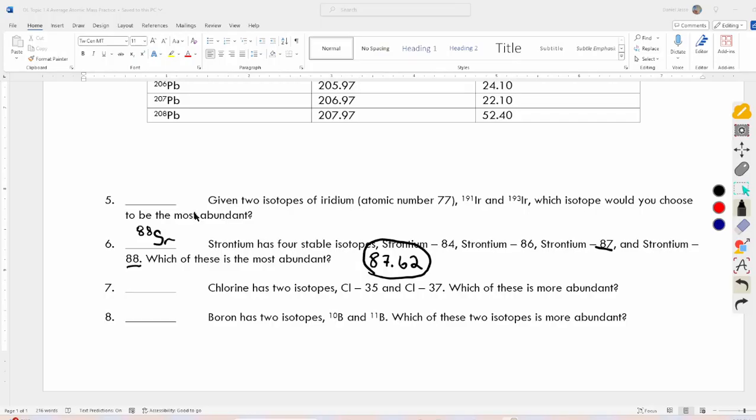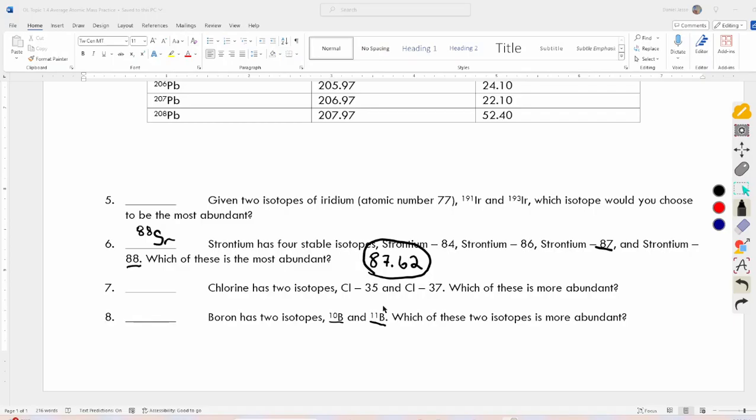All right, let's check out the last one. The last one should be pretty easy. Don't skip 5 and don't skip 7. Those are the ones that you've got to do on your own, okay? But the last one looks pretty easy, because we kind of did this in our notes the other day. So here it says we've got boron with a mass of 10 and boron with a mass of 11. Which of these two isotopes is more abundant?